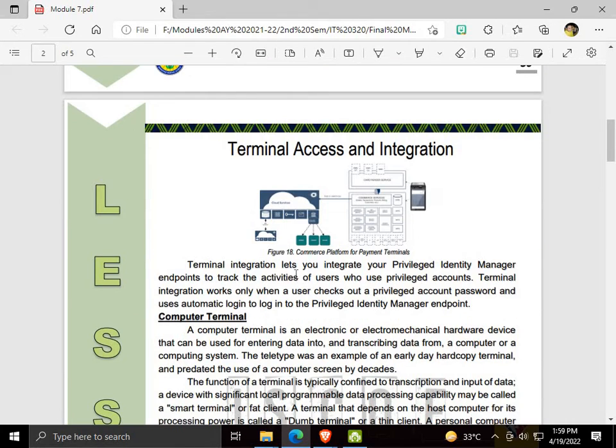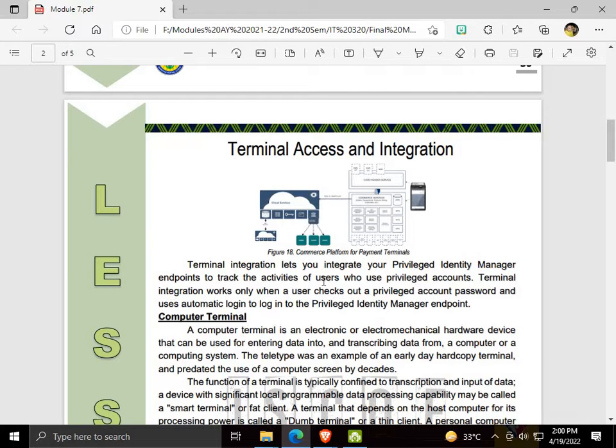So as I've said, our topic is about terminal access and integration. You can see there on figure 18, the commerce platform for payment terminals. Last time we talked about the terminal access for payments, and the modes of payment like PayMaya and other services. Terminal access and integration is just a continuation of the last topics that we did.